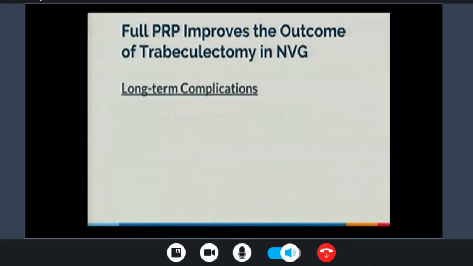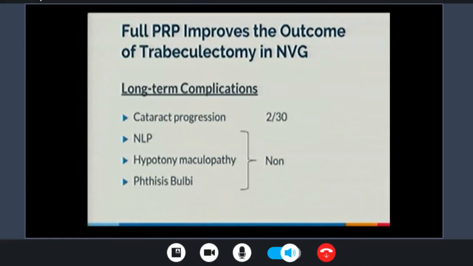Long-term complication, again, two cases progressed, or the cataract has progressed. When you look to the literature and to the outcome of tube surgery or trabeculectomy, you will find that hypotony is a frequent finding, but hypotony maculopathy and phthisis bulbi, none of them developed such a thing.